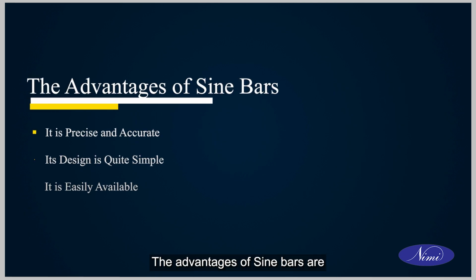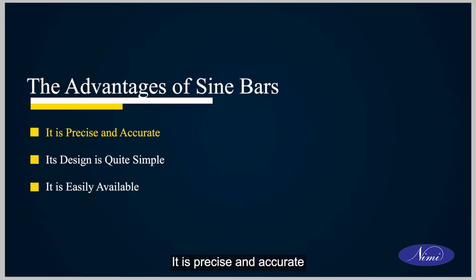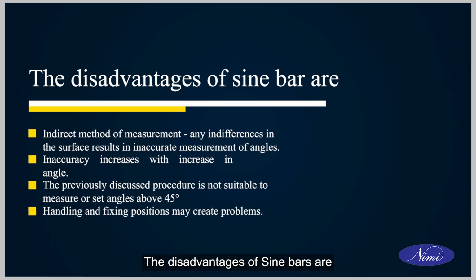The advantages of sine bars are: it is precise and accurate, its design is quite simple, it is easily available. The disadvantages of sine bar are: it is an indirect method of measurement, hence any differences in the surface results in inaccurate measurement of angles. Inaccuracy increases with increase in angle. The previously discussed procedure is not suitable to measure or set angles above 45 degrees. Handling and fixing positions may create problems.